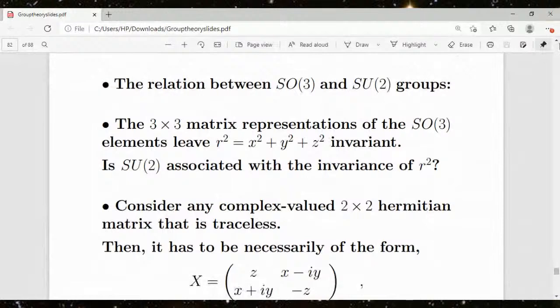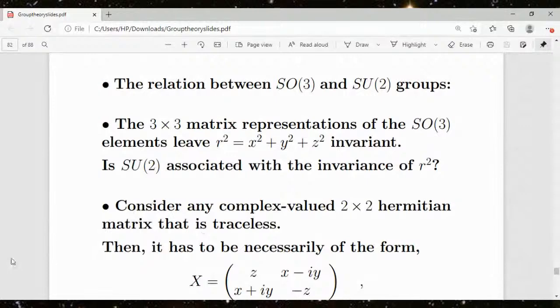We had just started last time about the relation between the SO3 group and the SU2 group. Let us recall that the 3x3 matrix representation of the SO3 group leaves the distance from the origin to a point invariant. That means r square, which is equal to x square plus y square plus z square, is invariant under rotation, which is generated by the SO3 group. So the question here is, does SU2 also lead to some kind of a rotation of the coordinate system and also leave r square invariant?